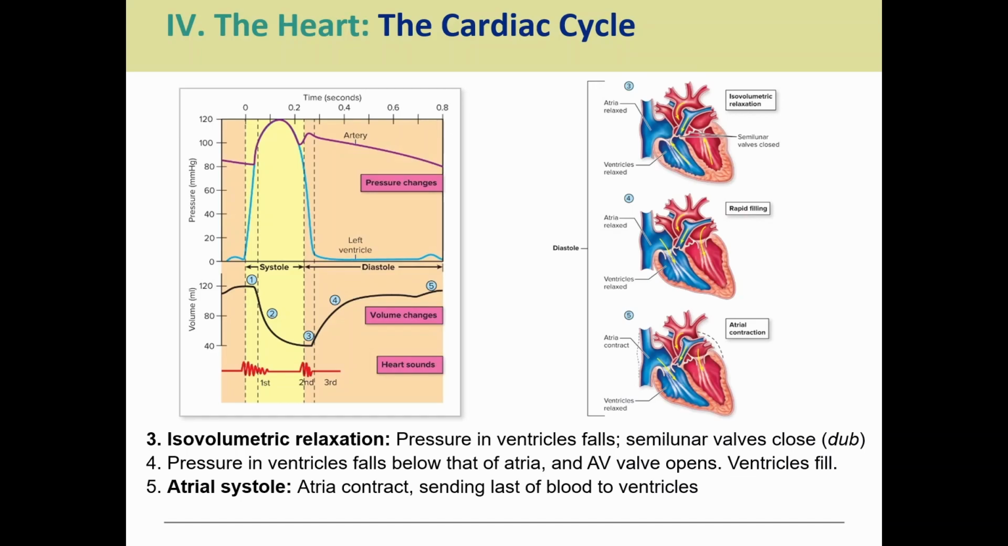So the pressure in the ventricles falls below the atria, the AV valves open again, and this can cause the ventricles to fill when the atria contract, which is the atrial systole. So that sends blood into the ventricles again.